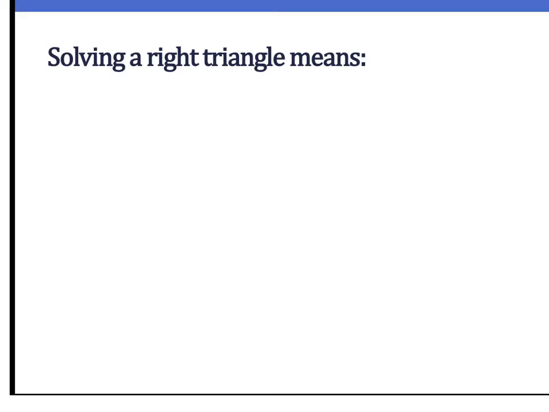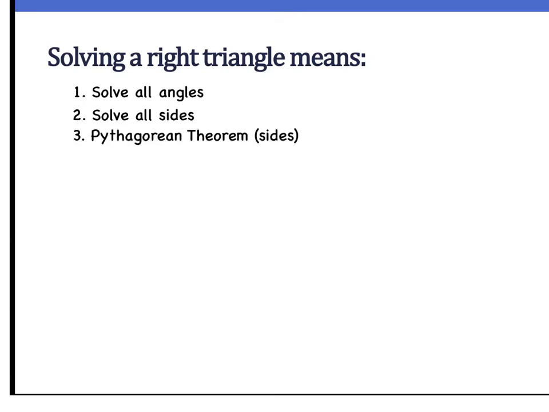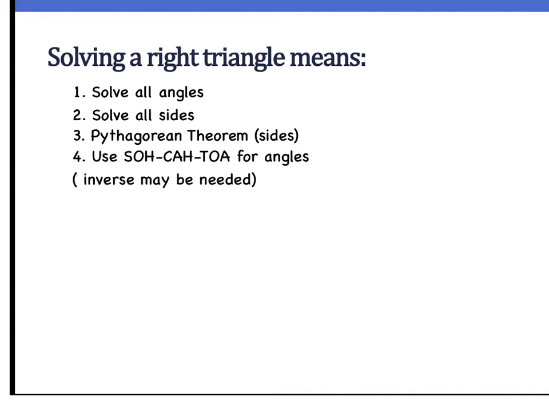So solving a right triangle means a few things, and I'm going to start with the main two. The first thing that it means is that you're going to find values for all angles and all sides, and the next few steps are tips on how to accomplish that. To solve some of the sides, you may want to use the Pythagorean theorem. For some of the angles, you will need to use SOHCAHTOA and possibly to use the inverse to solve for your angle.